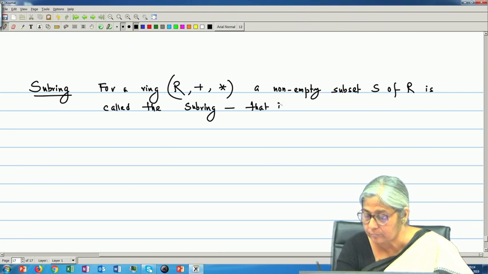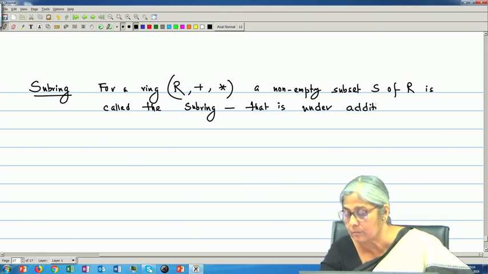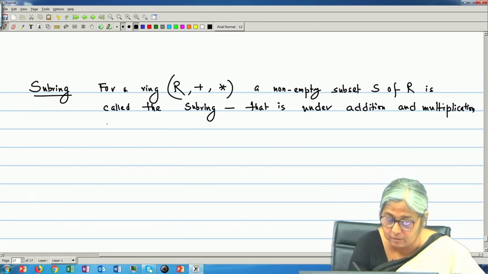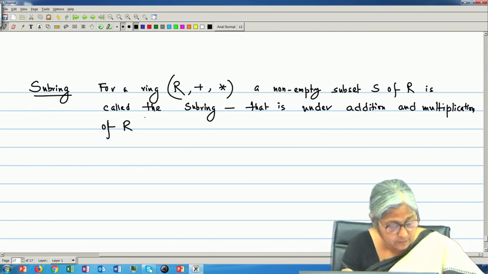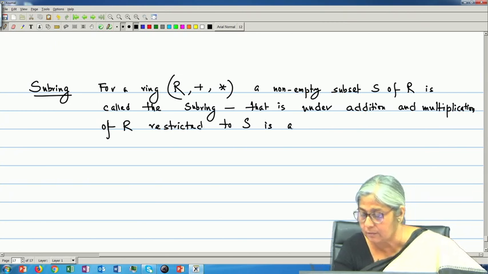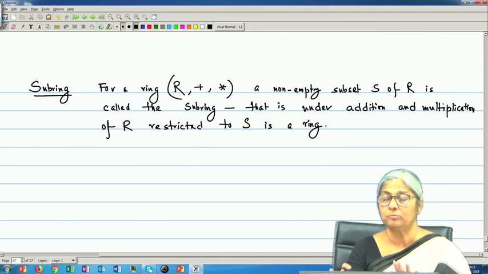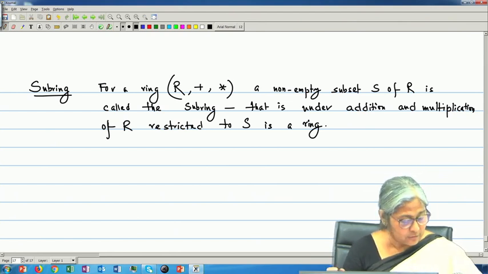that is, closed under addition and multiplication. That means here the plus and star, and as usual it may or may not be the ordinary addition or multiplication of R, restricted to S, is a ring. In other words, with S a subset of R, with respect to this addition and multiplication defined over R, S is also closed and S becomes a ring. So, this is a subring.